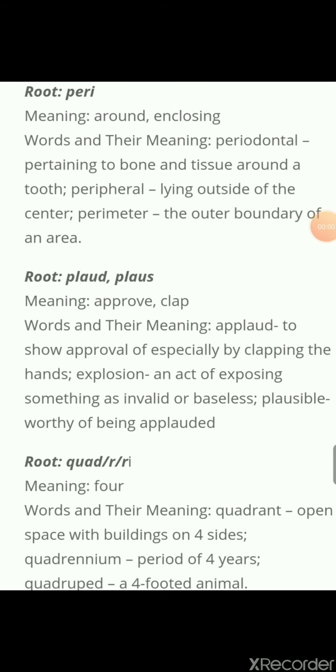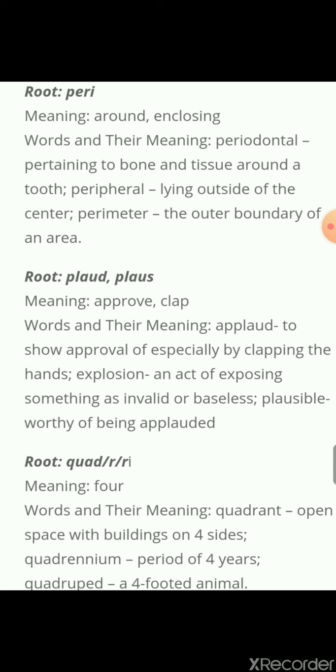Next root we have PERI. Its meaning is around and closing, meaning the whole diameter. So words and their meaning: periodontal, pertaining to bone and tissues around the tooth. It's a combination of two roots, something related to the teeth as well, and peri means around. Peripheral, lying outside of the center. Perimeter, the outer boundary of an area, meaning around something in a circle.